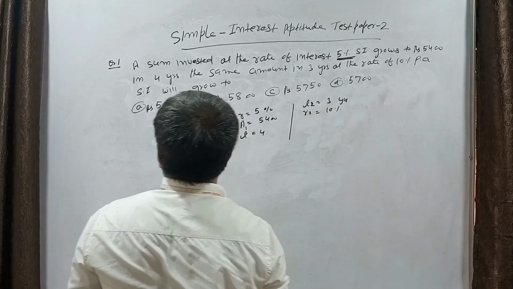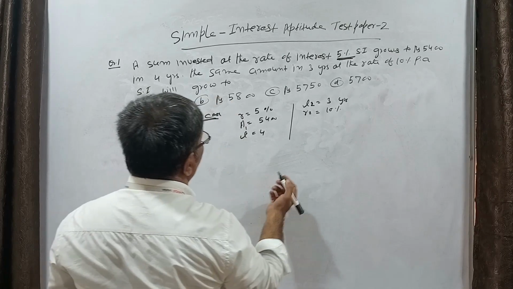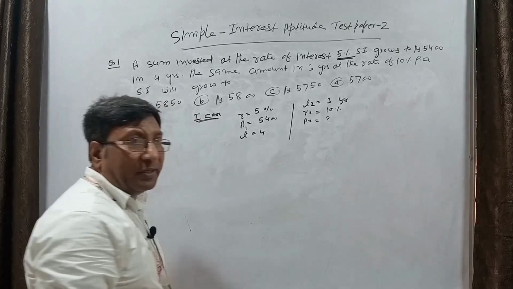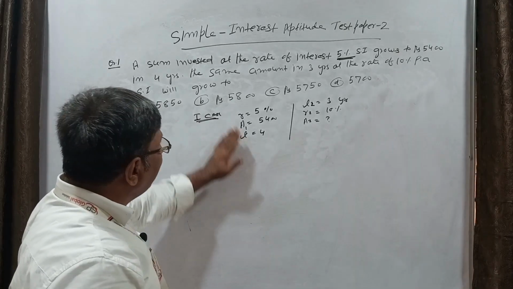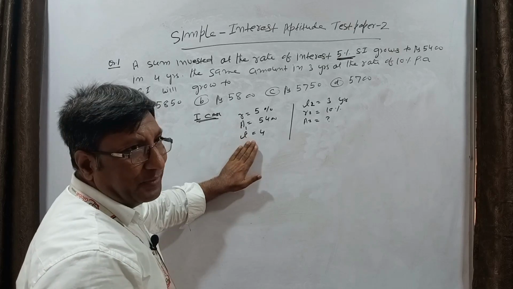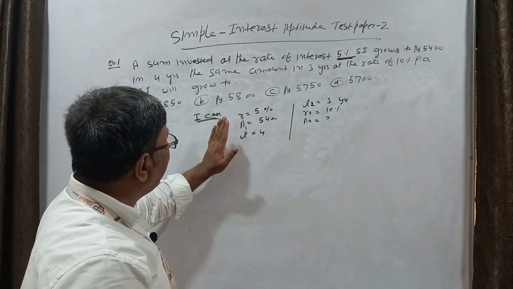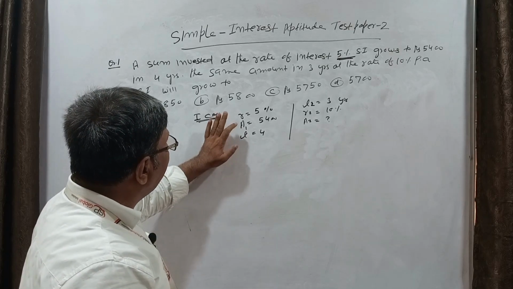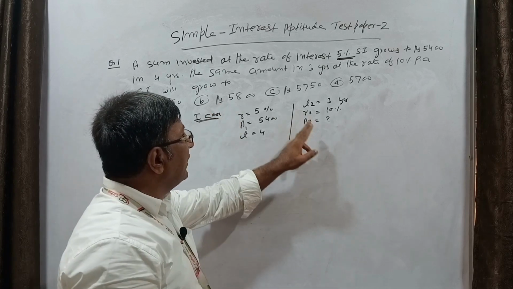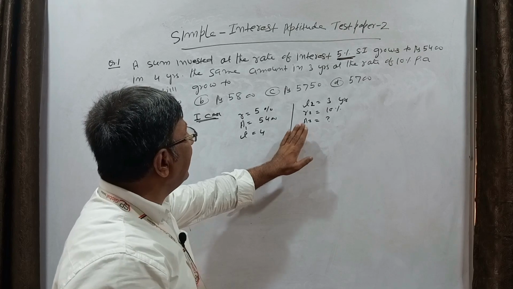Simple interest will grow to, so we have to find what? That is A2. So for this type of question, what is the technique? Here rate is given, amount is given, and time is given, so we can find it very easily. Here A1 is given, T1 is given, R is given. Here T2 is given, R2 is given, we have to find A2.